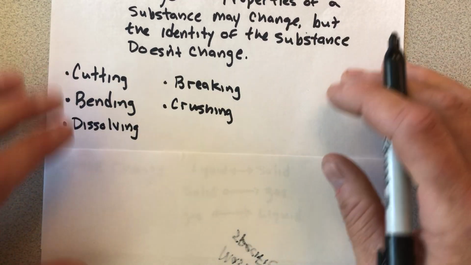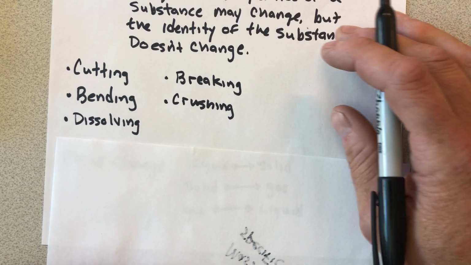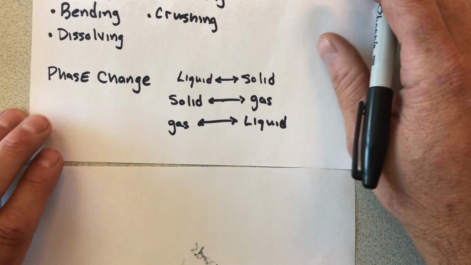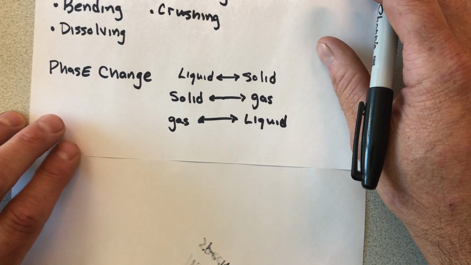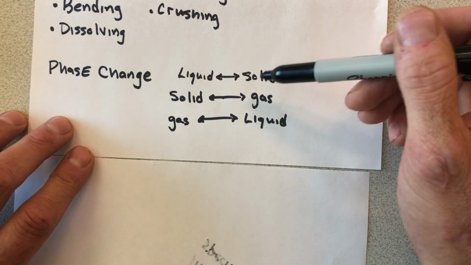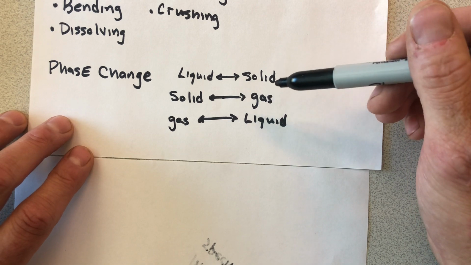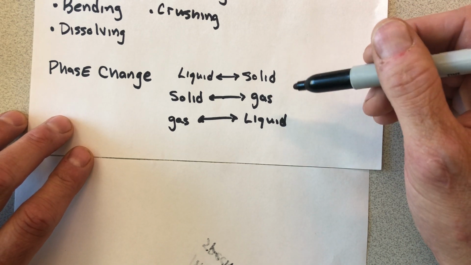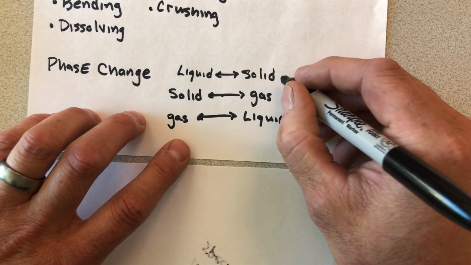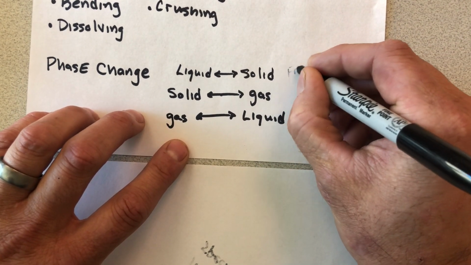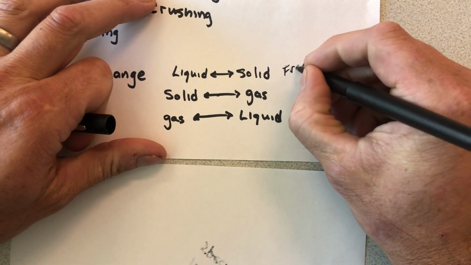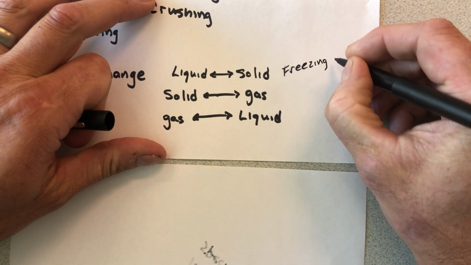Some physical changes, people kind of forget about these. Any change to the phase of a substance is a physical change. So you would probably agree that water that freezes into ice, that is still water. It's just in its solid form instead of liquid. So anytime you're moving from liquid to solid, these are freezing and melting.